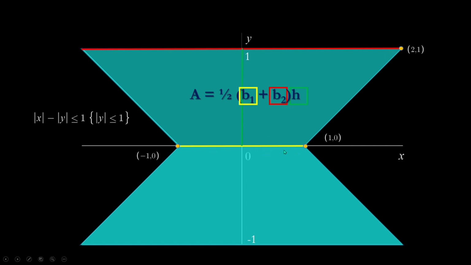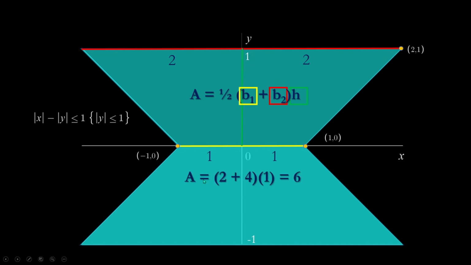All right, so now we need to find the value of b1, b2, and h. So how do we calculate this? Well, from 0 to 1 is going to be 1, and from 0 to -1 symmetrically will also be 1. So this has a length of 2. What about the long one? Well, the x coordinate here is 2, so this has a length of 2. And symmetrically, this also has a length of 2, so the whole thing is 4. What about the height h? Well, the height h is just going to be 1, right? From 0 to 1 is just 1.